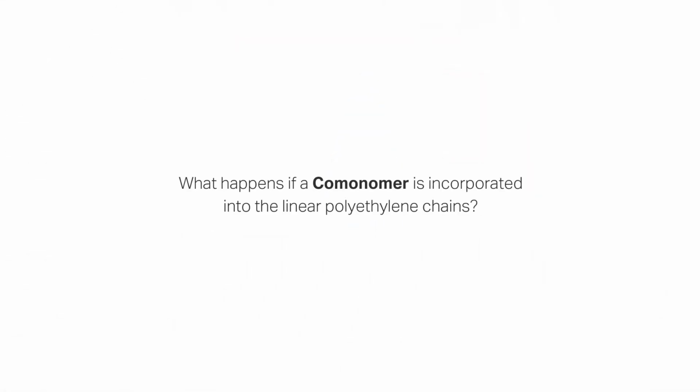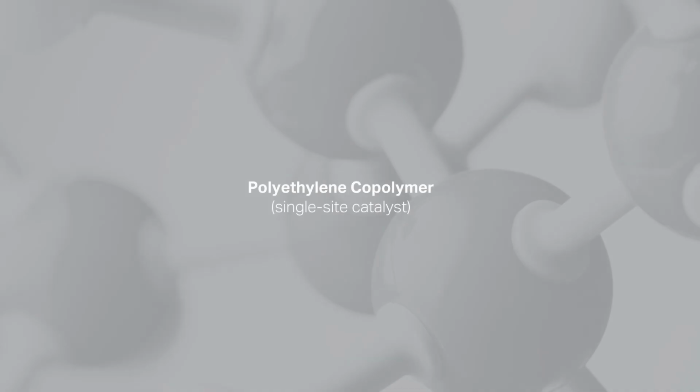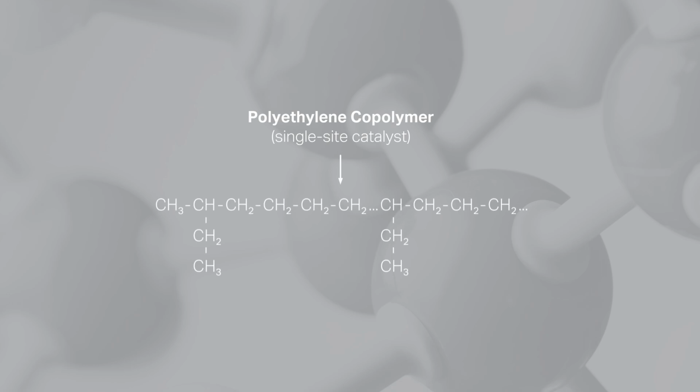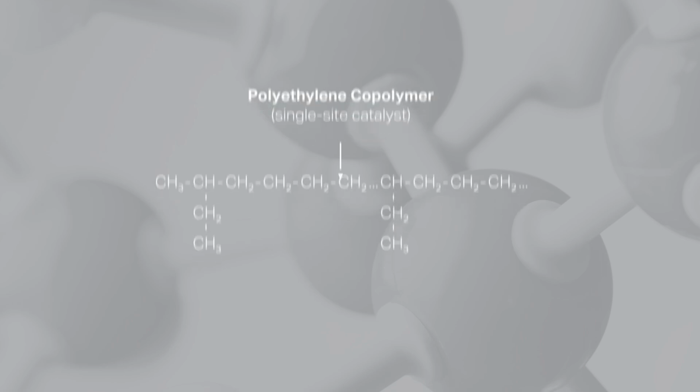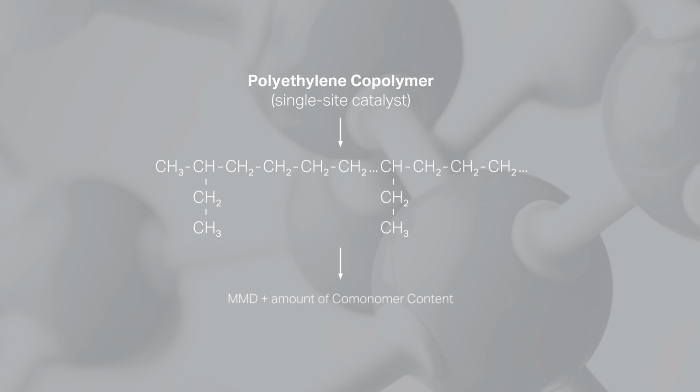What happens if a comonomer is incorporated into the linear polyethylene chains? The simplest structures are polyethylene copolymers that are produced in single-site catalysts. In this example, we can see the molecule of an ethylene butene copolymer. To characterize this type of resin, in addition to the molar mass distribution curve, we need to know the amount of comonomer added and how it is incorporated. Or in other words, the number of short chain branches in the molecules, along with the molar mass distribution.